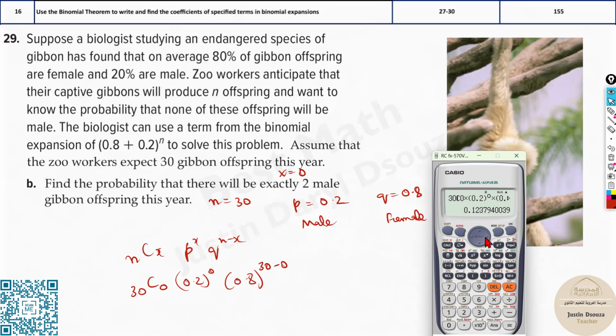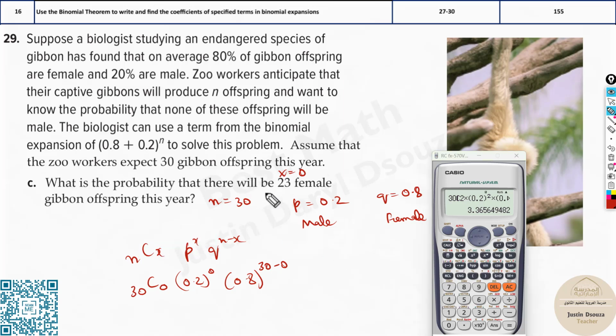Now the next one, they have told us it's 2 male, so x will be 2 here. So let me just change it all over. Wherever x was 0, make it 2. There are 3 places in the formula where we use x, so let's change all of those places to 2. The answer is 3.36%, or 3.37, you can round it off. 3.37%.